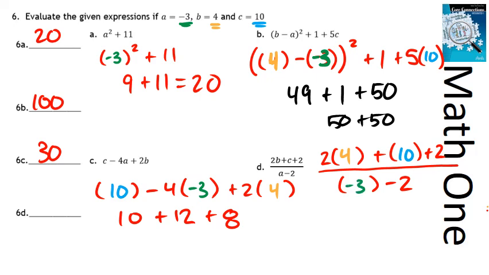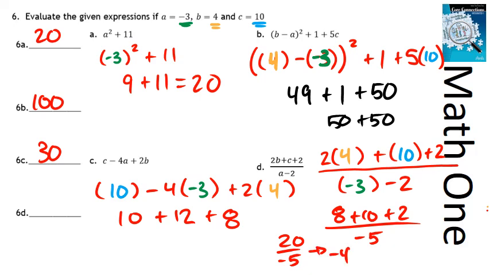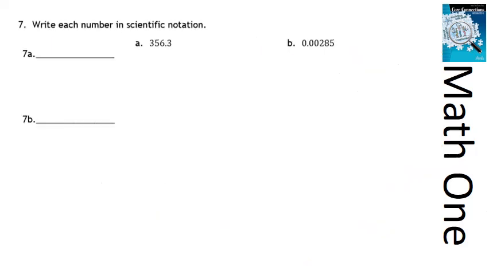In my numerator, I have 2 times 4, which is 8, and then plus a 10, plus a 2. My denominator is -3 minus 2, which is a -5. So let's simplify that numerator. That's 18 plus 2, which is positive 20, over a -5. And it turns out 20 divided by -5 is exactly -4. So part D, the answer was -4. So good effort on this question.